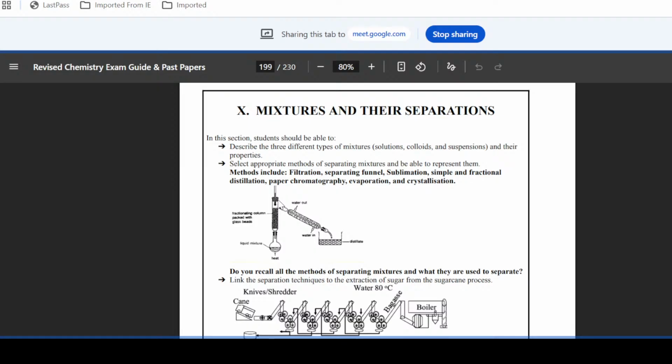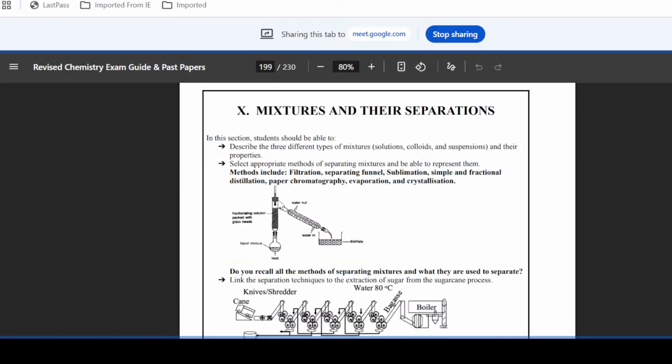Sublimation, if it's a mixture of solids, one of those solids needs to be able to sublime for you to use this method. So solids that sublime are things like iodine, ammonium chloride, those mothballs that people put in closets, and naphthalene.